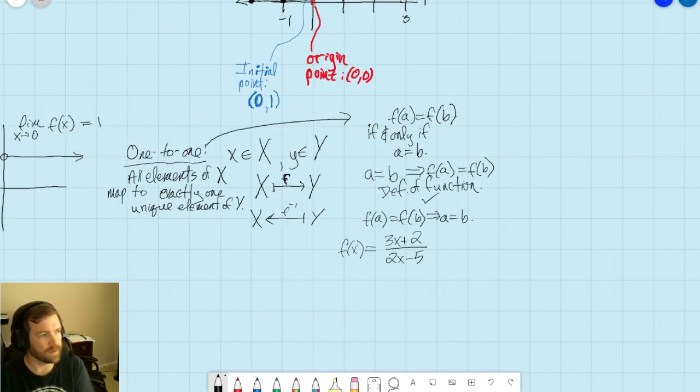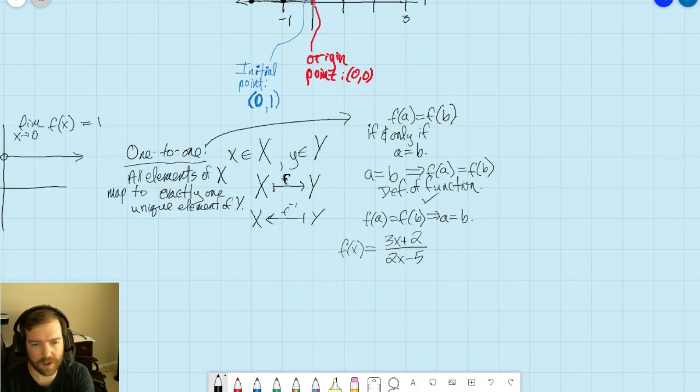Okay, so sorry about that. I was just checking something. Okay, so with a function f of x equals 3x plus 2 over 2x minus 5, this is a one-to-one function, at least I know it is. If I want to prove it to you, I've got to show that if two function values are the same, then their input values must be the same.